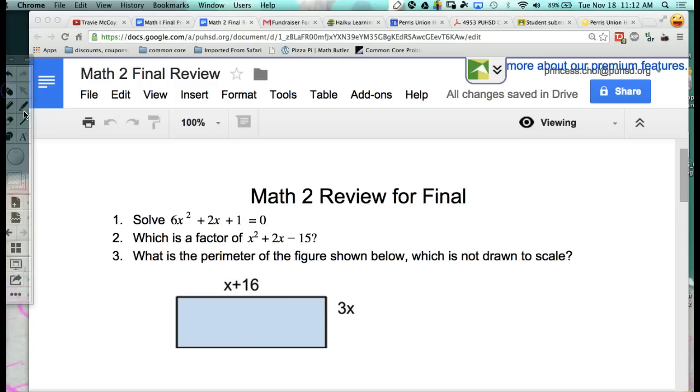Okay, so now what we're going to do is we're going to look at the second question right here. It says, which is a factor of x squared plus 2x minus 15? And what I want you to do right now is just copy this question down. Ready? Go.